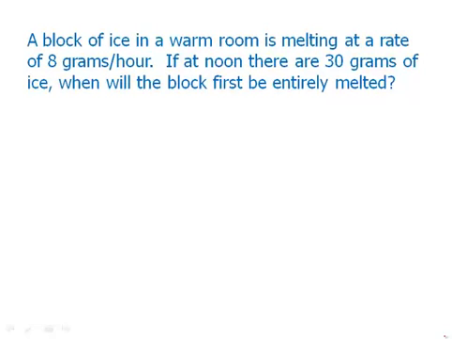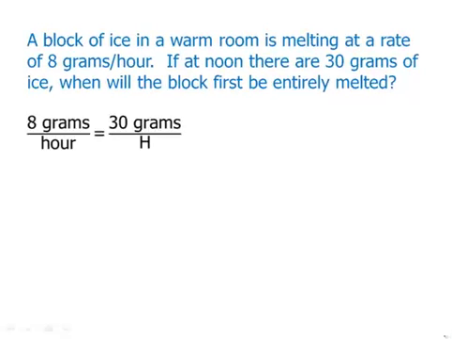Okay, so this problem gives us a rate. It gives us the rate of 8 grams per hour. So that has grams in the numerator and hours in the denominator. So we're going to set this equal to a fraction on the other side that also has grams in the numerator and hours in the denominator. We're going to have 30 grams in the numerator, and then we're just going to have a variable. I'll call it h in the denominator. That's the unknown number of hours.